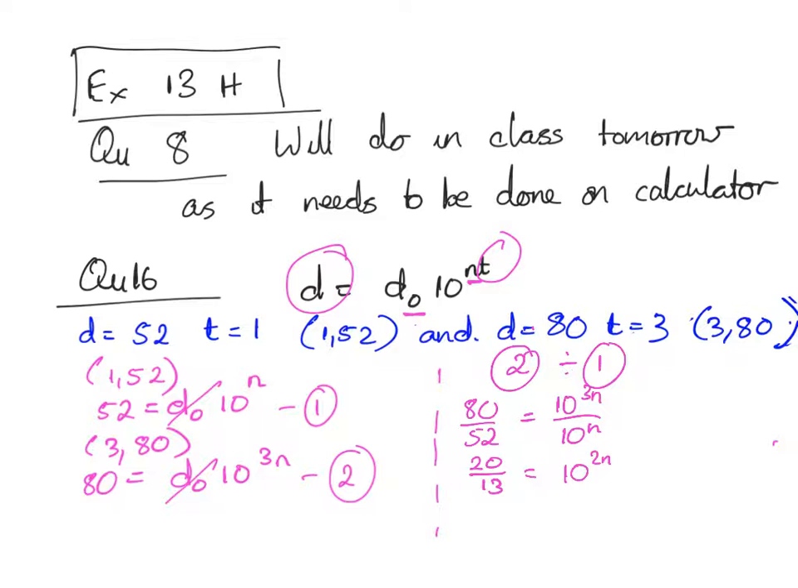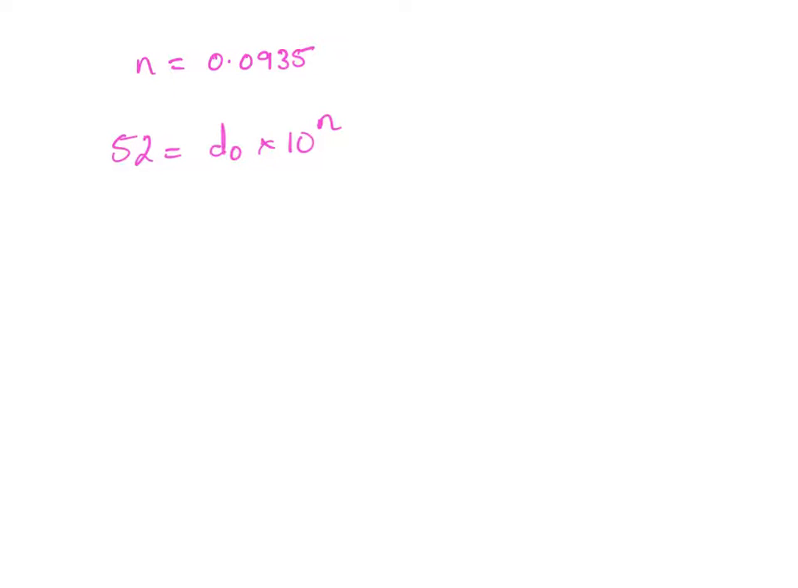Now I want to get n, so I need to now use my log rules. So I'm going from index rules to log rules, and so I get log base 10 of 20 on 13 is equal to 2n, and that means that n is equal to log base 10 of 20 on 13 all divided by 2. And so when I put that into my calculator, I get n is equal to 0.0935. Now, I have rounded that off.